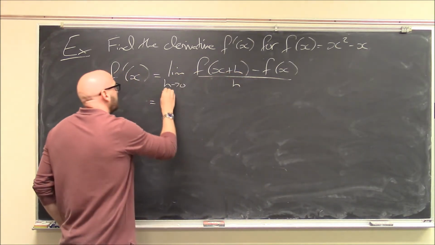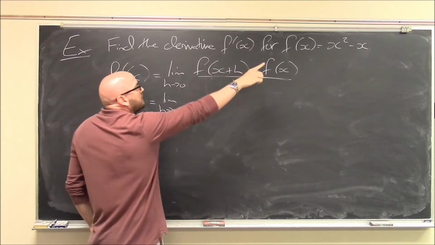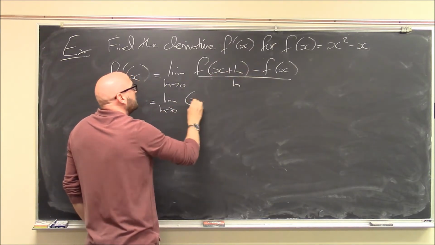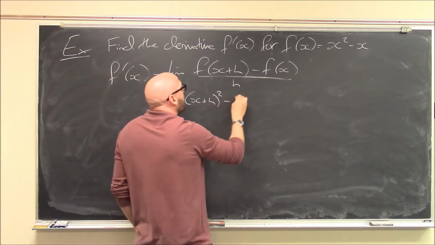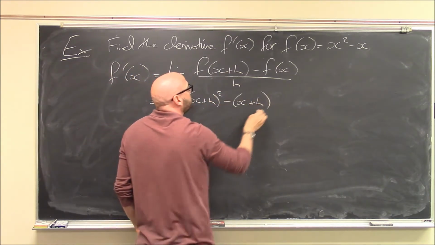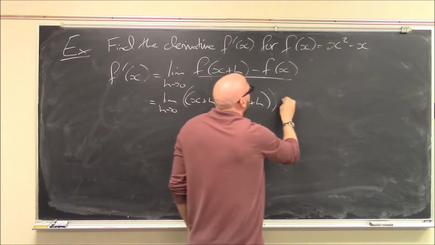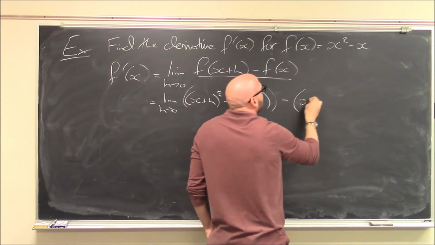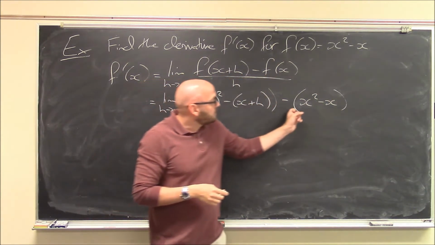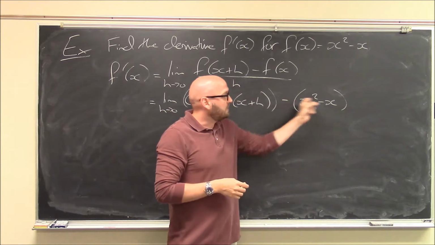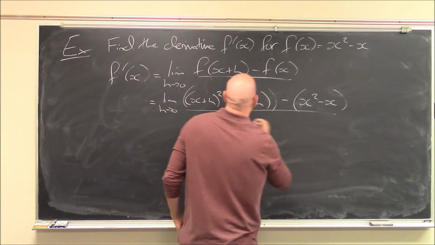So we're looking at, I'll rewrite this because I need it here. Limit as h goes to 0 of x plus h all squared, I plug in x plus h for x, minus x plus h. I'll put that in brackets just to indicate that's the first piece. And then minus f of x, x squared minus x, being careful here to put this stuff in brackets so that this negative distributes over the whole thing. And then all divided by h.